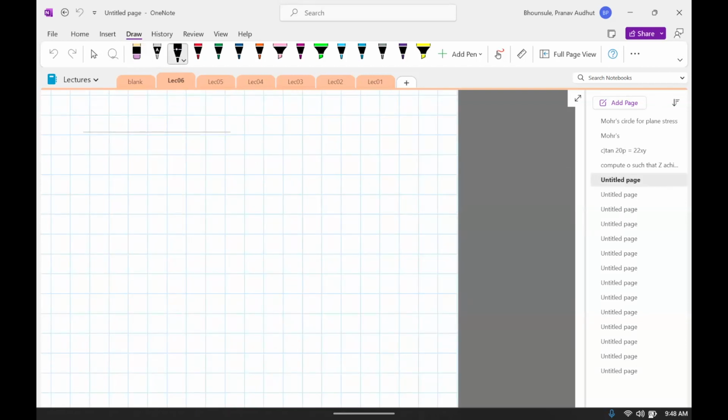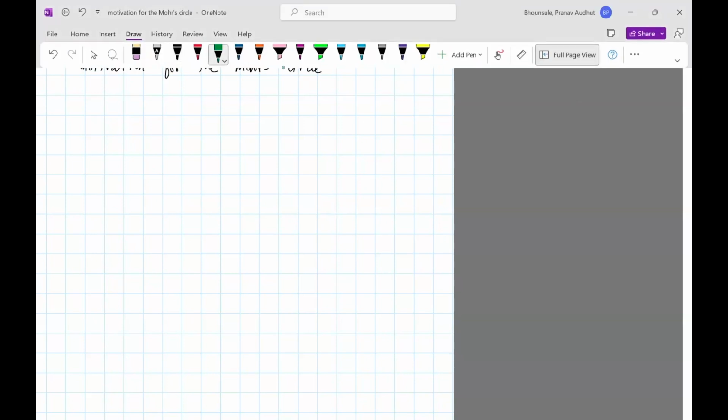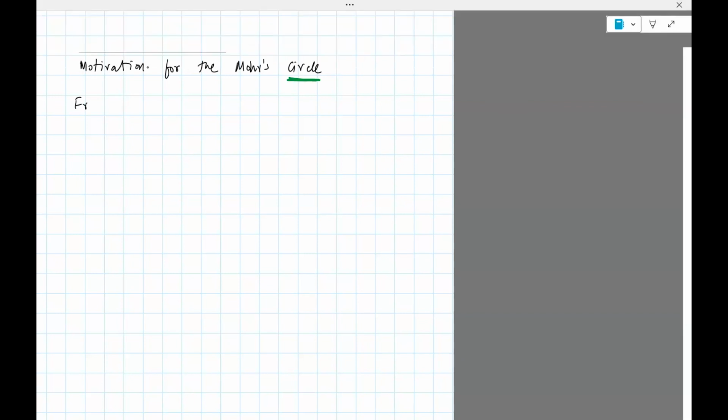So this is motivation for the Mohr's circle, the circle part of it. Where does the circle come from? So from 1 and 2, I can write the equations as follows.